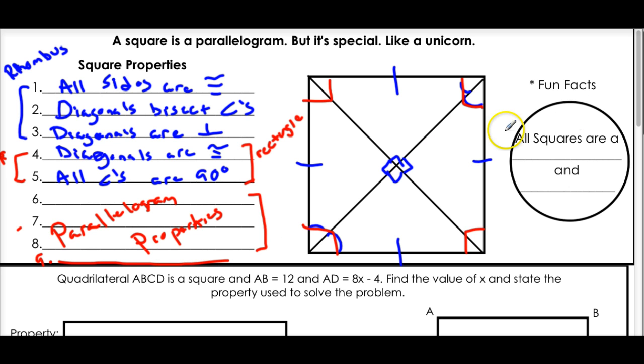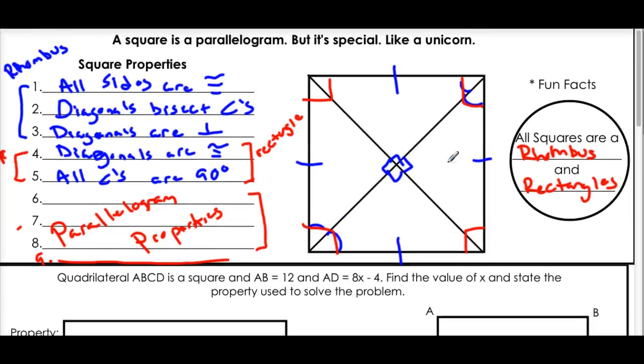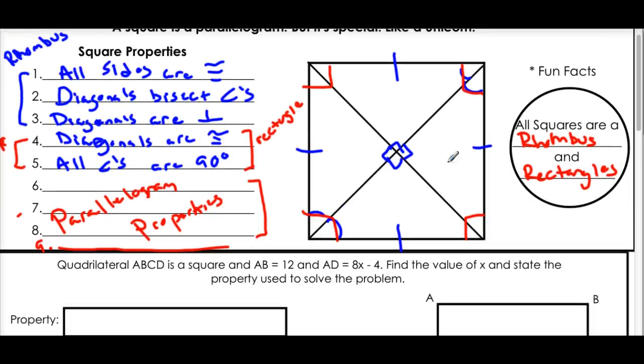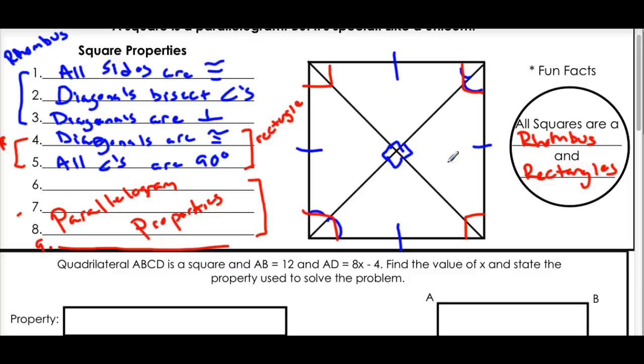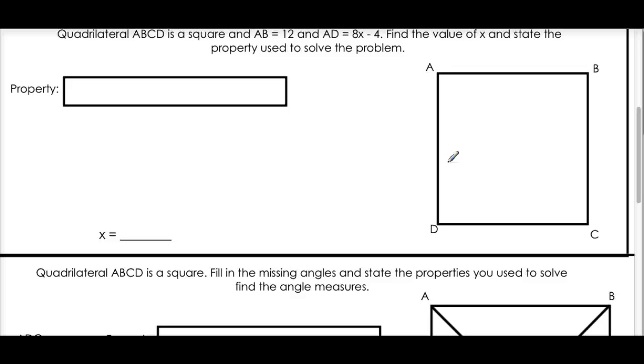Now here's a little fun fact about squares. All squares are rhombuses, all right? They're rhombuses because every square has 4 equal sides, so it must be a rhombus, and all squares are rectangles because all angles are 90. Squares are both rhombuses and rectangles. Every square is a rhombus and every square is a rectangle because they share all those properties. So once again, we're going to go through the same process. What property is going to help us solve these problems?